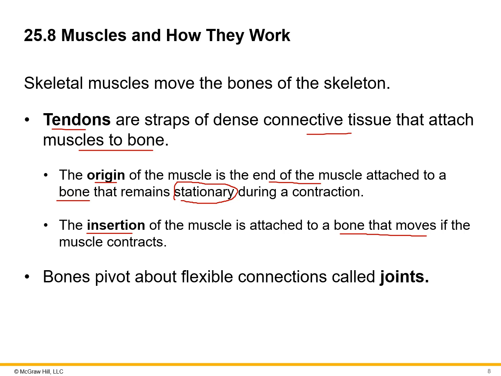So the bones pivot about these flexible connections, of course, that are called our joints.